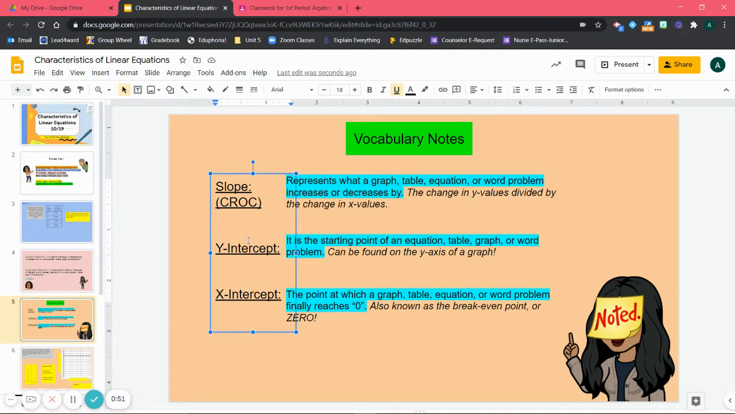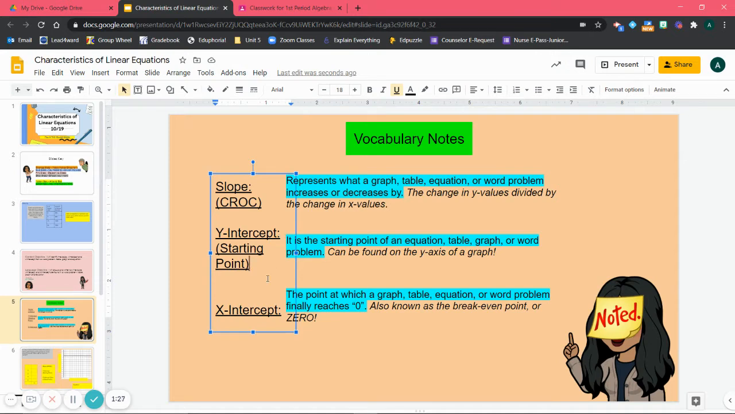The next new word is y-intercept. The definition is it is the starting point of an equation, table, graph, or word problem. To find it easily on a graph, it's always located on the y-axis. And this point we've actually also talked about before. It just hasn't been called y-intercept. This point is what we call our starting point. So we've talked about the constant rate of change. We've talked about the starting point before, but now we're going to add the algebra terms to it, slope and y-intercept.